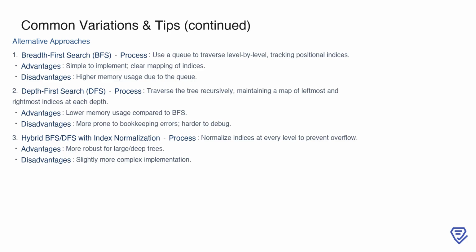Lastly, a hybrid approach that combines BFS or DFS with index normalization can be very effective. Normalizing indices at each level prevents overflow and ensures robustness even for large or deep trees. While this method adds some complexity to the implementation, it's a great choice for handling edge cases and maintaining accuracy.